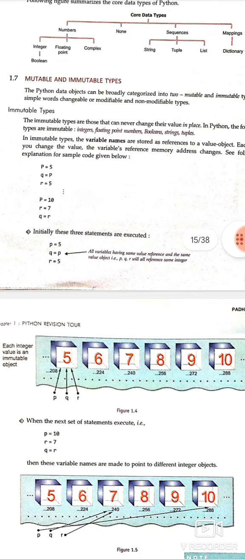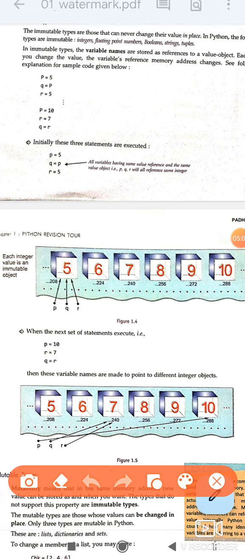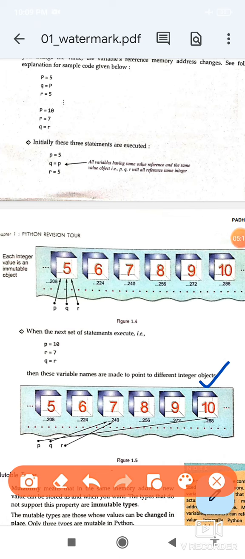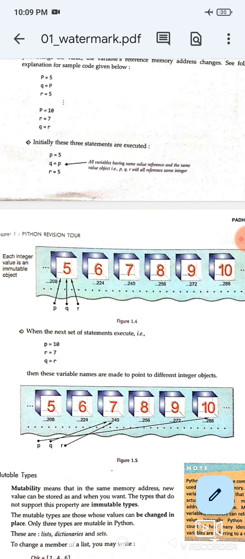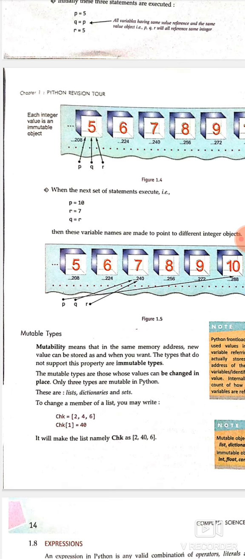Then when the next sequence is generated, another set gets executed, another address is being placed, and the values will be separate. p is equal to 10, so you see here that p is taking the value of 10, and r is equal to 7, and q is equal to r. It is taking this particular place. So their address is changing once you try to change the value of immutable ones.